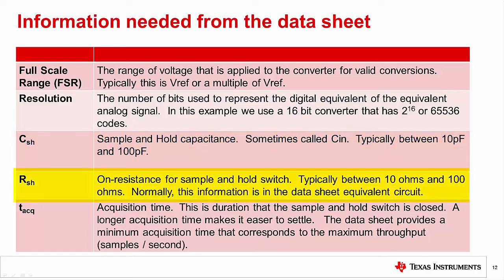RSH is the on resistance for the sample and hold switch. This is typically between 10 ohms and 100 ohms. Normally, this information is in the datasheet equivalent circuit.